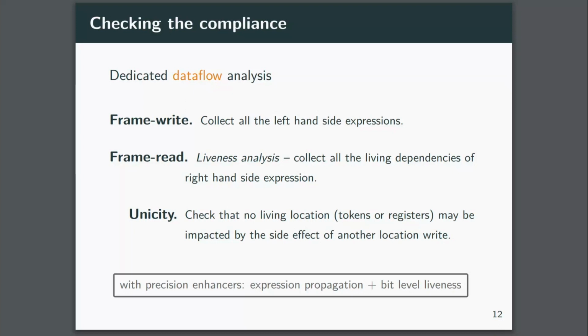And for frame read, we improve the precision by tracking liveness at bit level. So instead of word level, for instance, a variable, we can reduce the part of variables that are not initialized but never read, in fact.